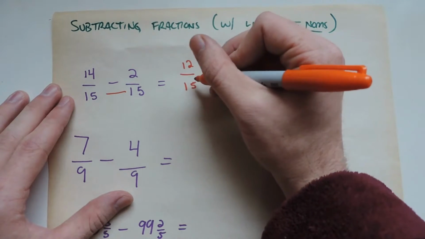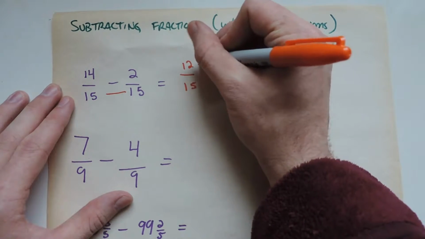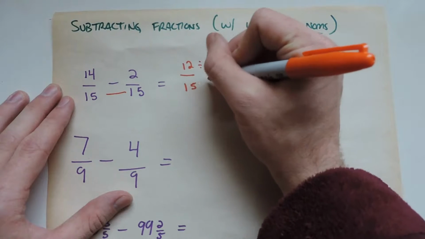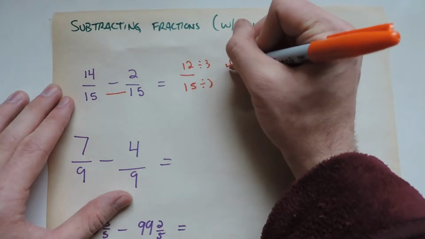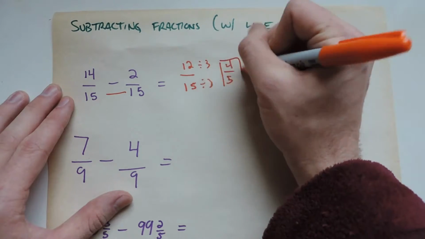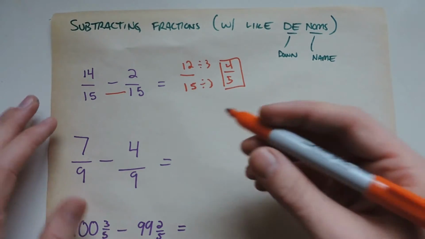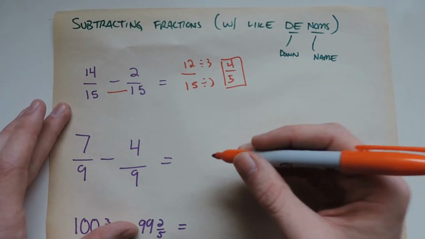And then we have to, of course, reduce this. So we can take a 3 out of both of these and get 4 over 5. And that's our final answer. We can't reduce it further.